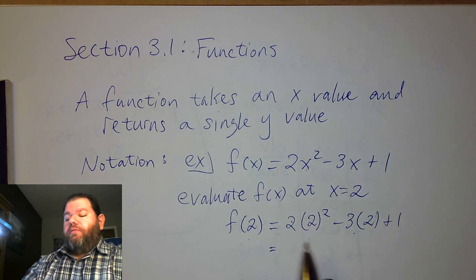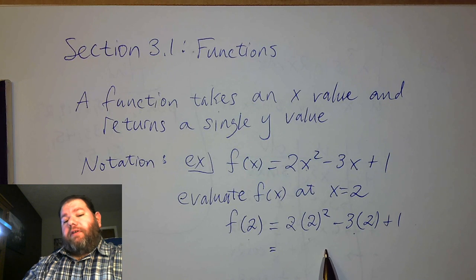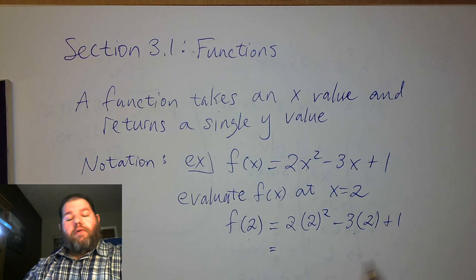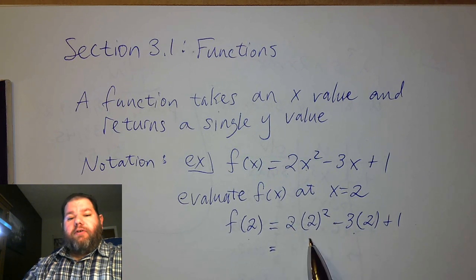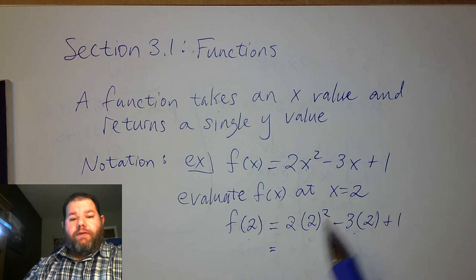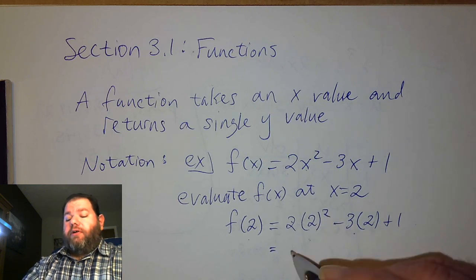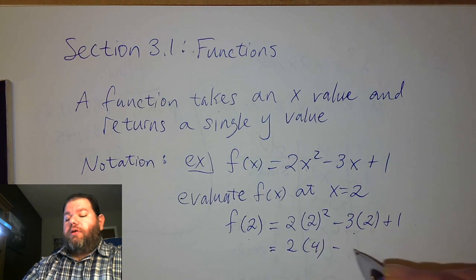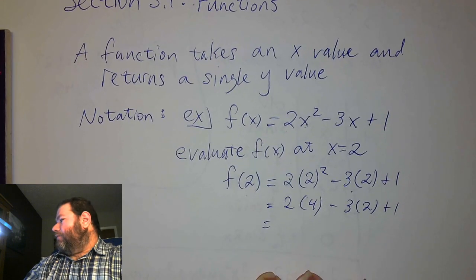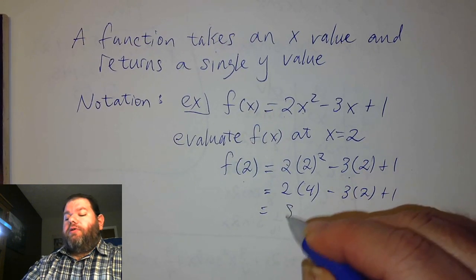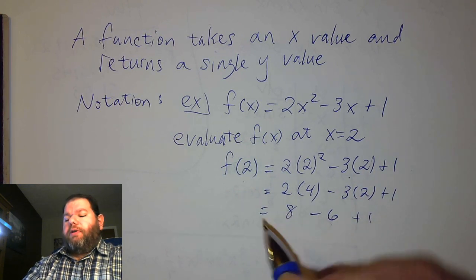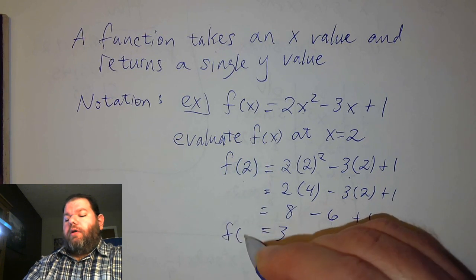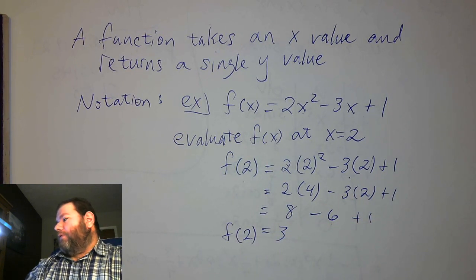So now, one thing we have to be careful of when we plug in values into functions like this is order of operations. And again, the question is, do we do our multiplication first or do we do the exponent first? Well, we know order of operations, exponent is always first. So we would do the 2 squared, which is 4. And then we would go through and do our multiplication, which is 8 minus 6 plus 1. So it'd be 2 plus 1 is 3. So f of 2 is equal to 3.